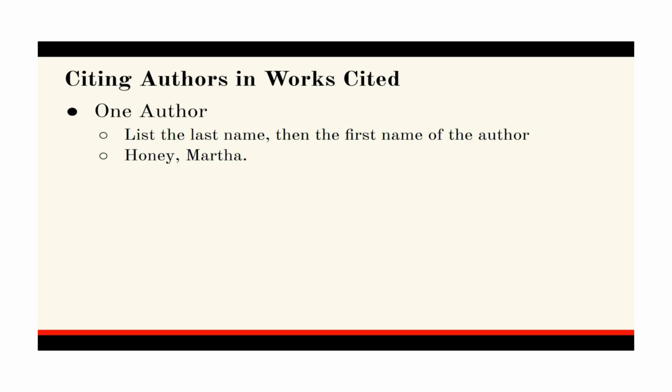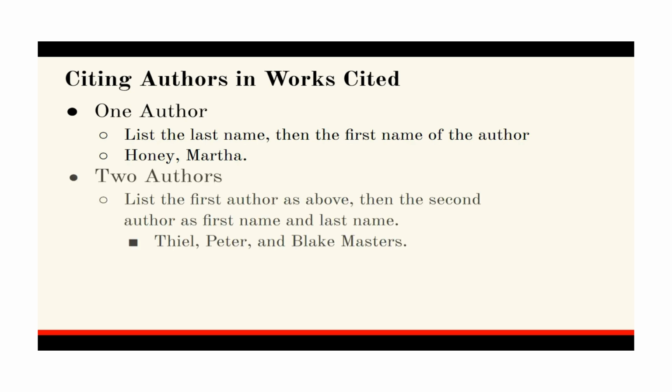First, we will cover how to format author names in your works cited page. When there is only one author of a work, write the last name, a comma, and then the first name of the author. When there are 2 authors listed, you will write the first author's name as previously stated, followed by a comma, the word and, and then the first name and last name of the second author. You will list the authors in the order they appear on the title page.